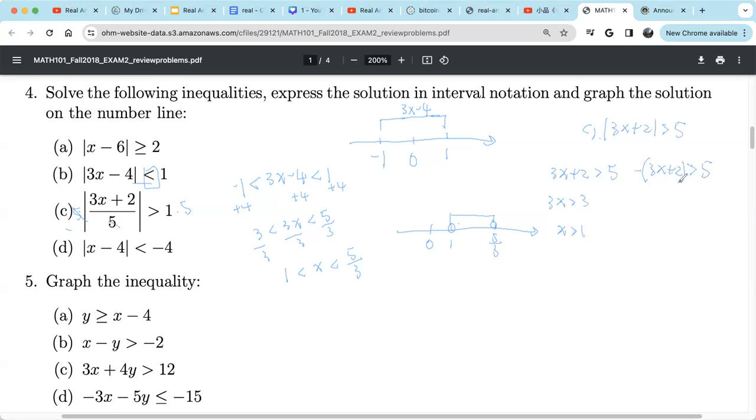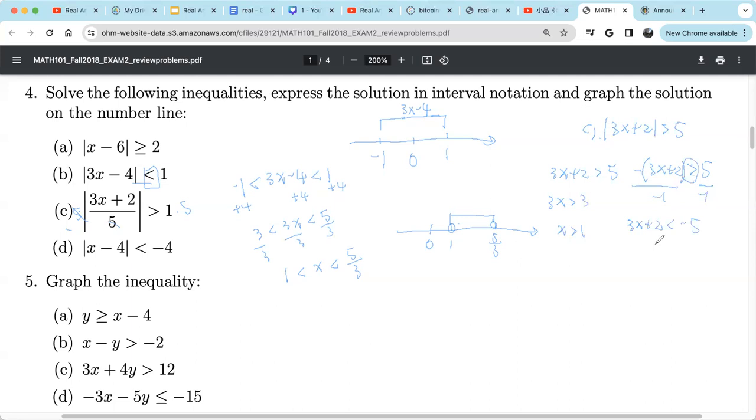For the second one, think of 3x plus 2 as a negative number. If it's a negative number, we negate the negative number. Double negation becomes positive. So we need to multiply by negative 1, or divide by negative 1. So divide by negative 1, 3x plus 2 becomes positive. Negative and negative become positive. When we divide by a negative number, we have to switch the sign, less than negative 5.